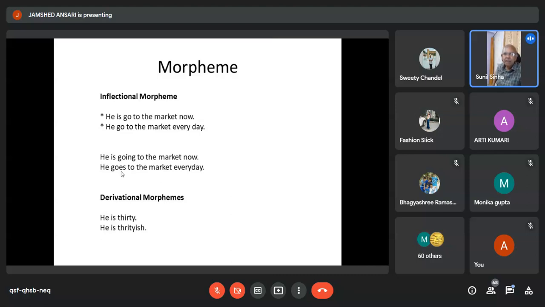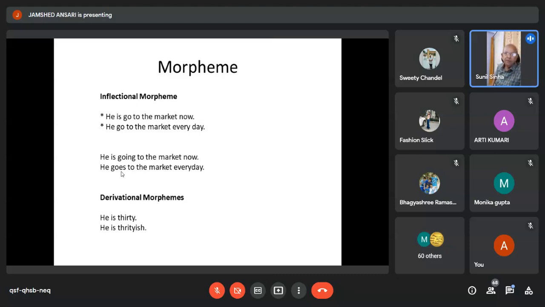But my management of the work is efficient. Ment is a derivational morpheme. Another way to recognize is that an inflectional morpheme does not change the grammatical category of a word.